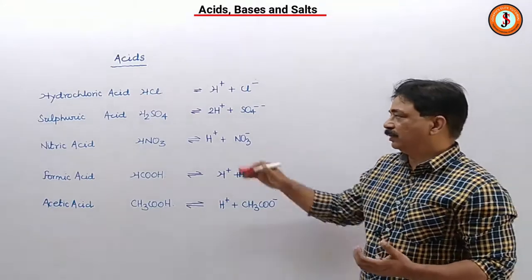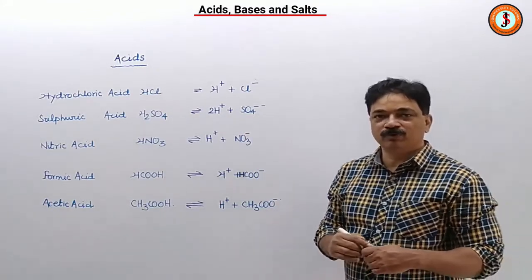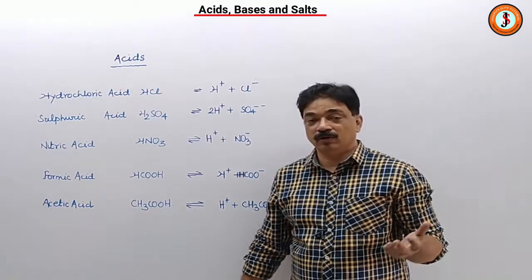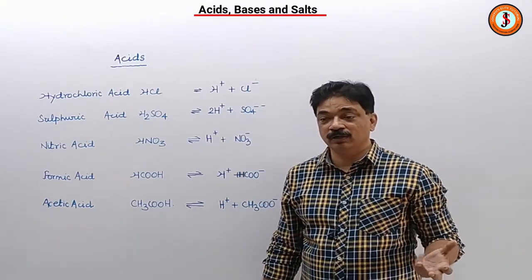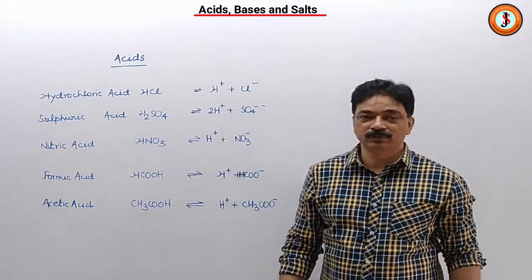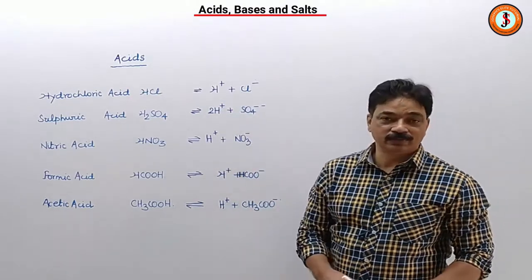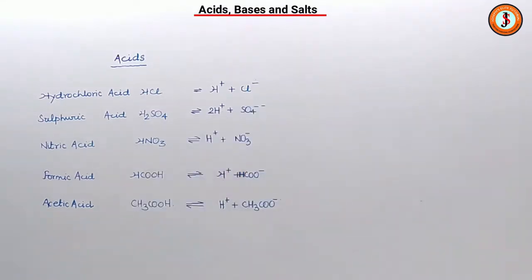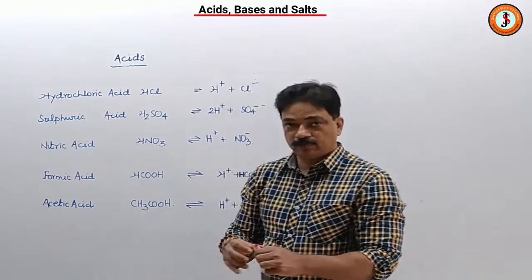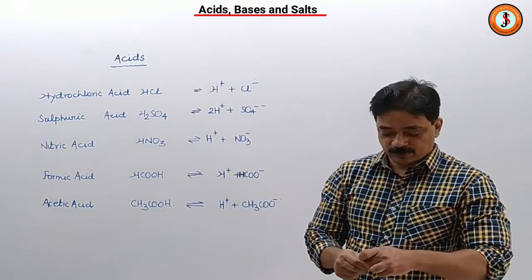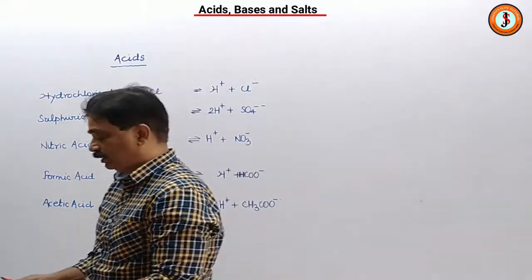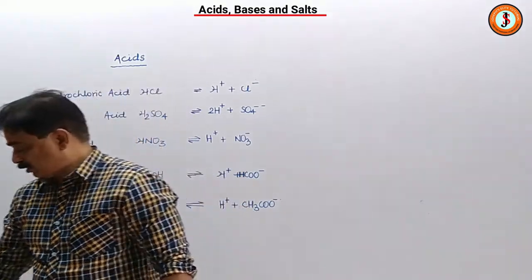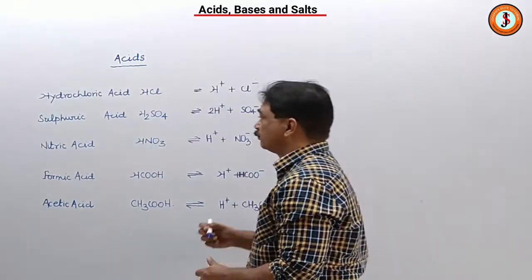Now, as I told in the previous video, acids are either ionic or electrovalent compounds, or they are polar covalent compounds. That means they will dissociate into ions. If I tell you a little bit about how the bonding is formed in hydrochloric acid, then you will be able to understand this a little better.